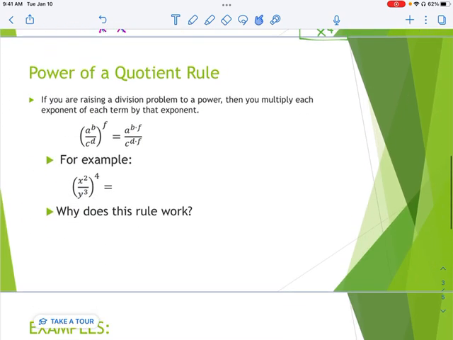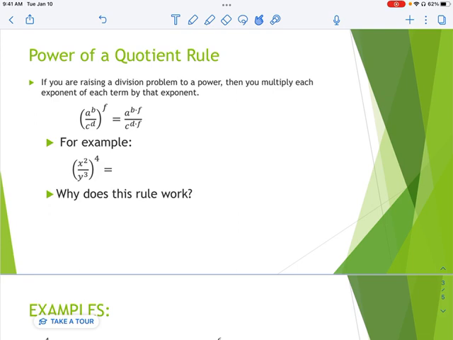Okay? The second rule we're going to talk about is the power of a quotient rule. So here, if I am raising a division problem to a power, then you multiply each exponent of each term by that exponent. This is very similar to what we did with the power of a power rule. So when we look here, what we're simply going to do is take this 4 and it goes into everything. So it'd be x to the 2 times 4 over y to the 3 times 4, which would get me x to the 8th over y to the 12th. Since I don't have a common base, that would be what we have then.